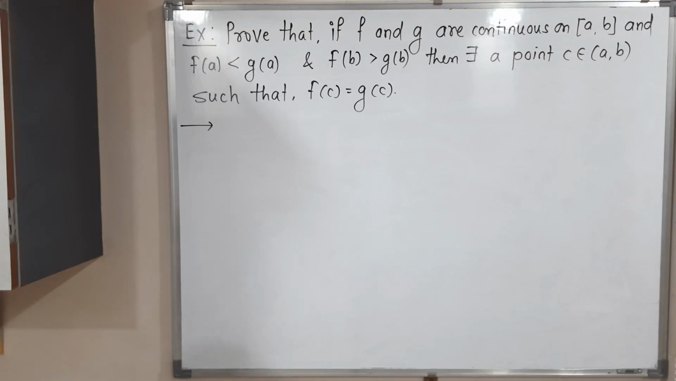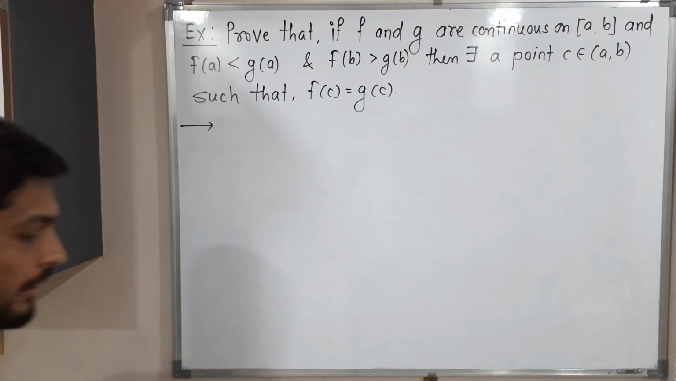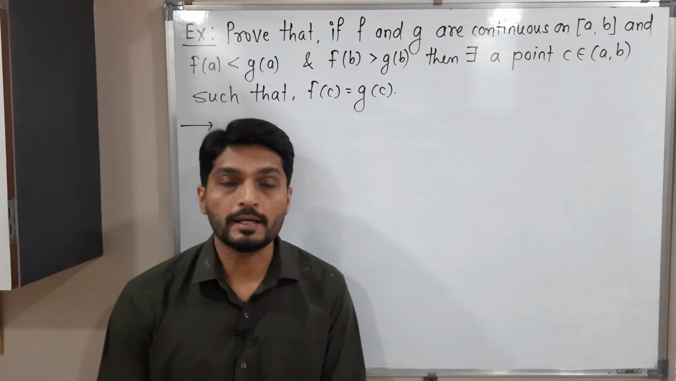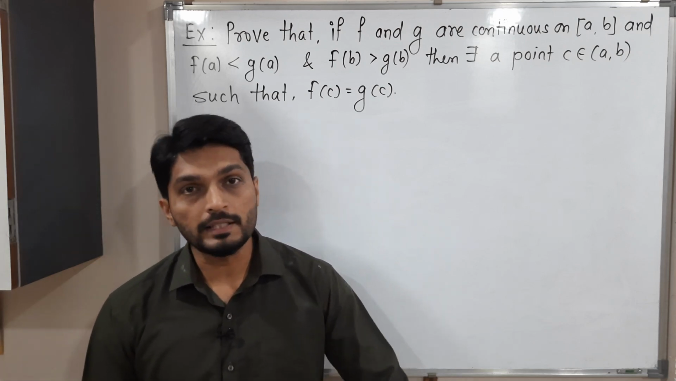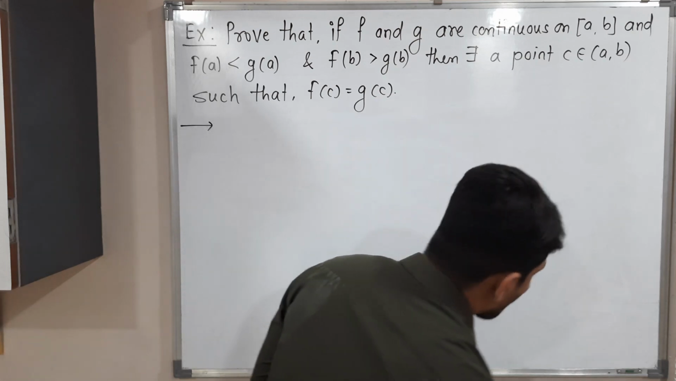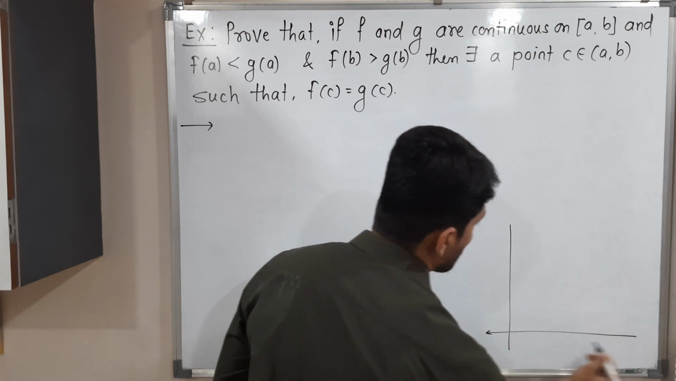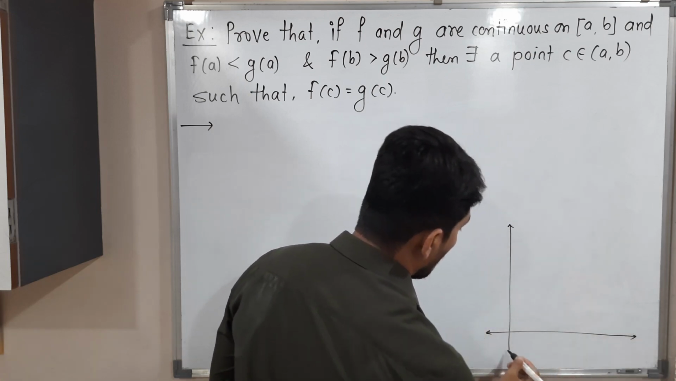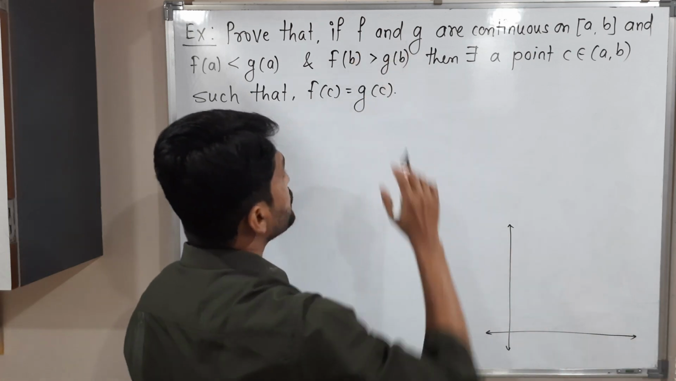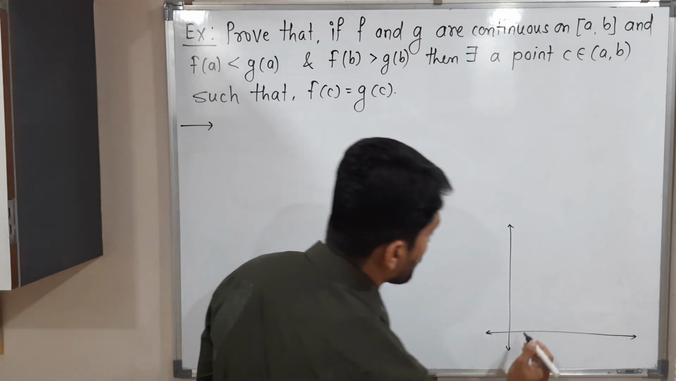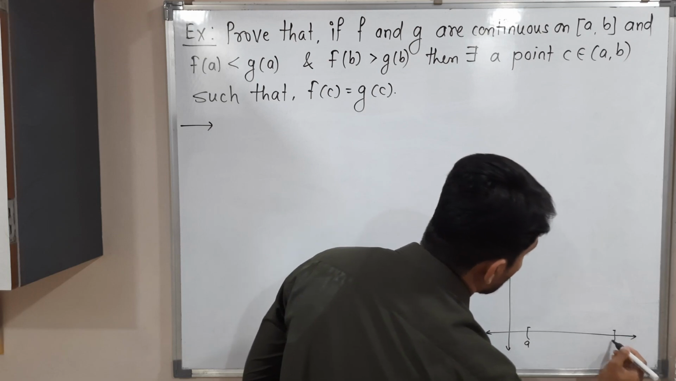Everyone, in this video we are going to discuss this example which is based on the intermediate value theorem. We will try to understand the meaning first and then we will discuss its solution. I am drawing the diagram here, y-axis, x-axis. They have clearly mentioned f and g are two functions defined on the closed interval AB. Suppose point A is here, B is here.